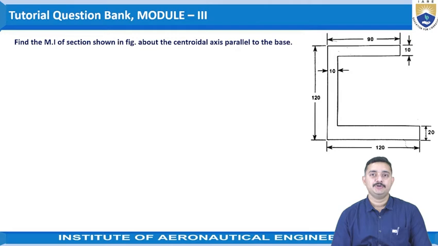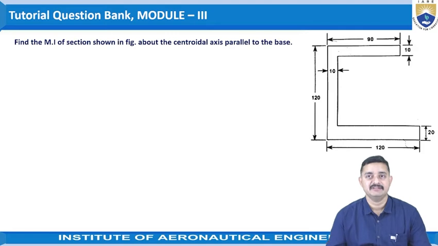So you need to keep it in mind that whenever we are going to solve a moment of inertia problem, the very first thing which you need to get into your mind is with respect to which axis. The identification of moment of inertia is with respect to which axis. So here in the question it is given as: find the moment of inertia of the section shown in the figure about the centroidal axis parallel to the base.